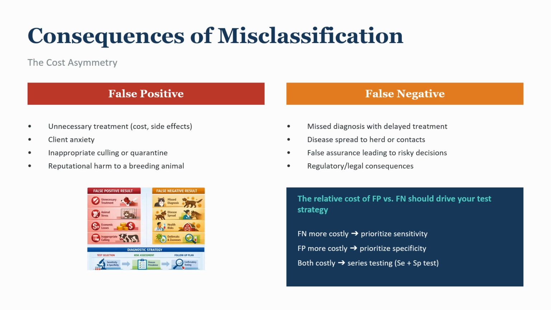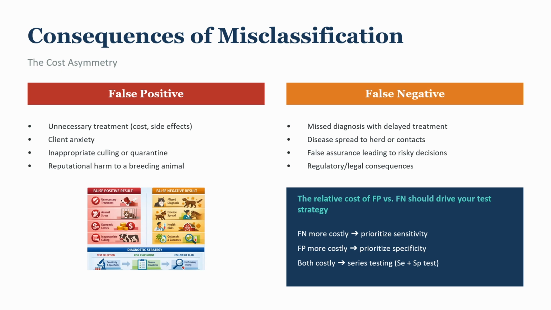We've talked abstractly about the trade-off between false positives and false negatives throughout this unit. Now let's be explicit about what those errors actually cost, because this is what should be driving every test strategy decision you make. False positives. Animals or patients classified as diseased when they're truly healthy carry real cost. Unnecessary treatment means financial burden and potential treatment-related harm. A false positive on a reportable disease triggers a regulatory response that disrupts a business. A false positive on a genetic condition in a breeding animal can end that animal's career. A false positive Coggins test triggers federal intervention. These costs are real.